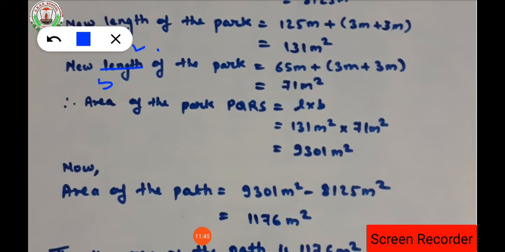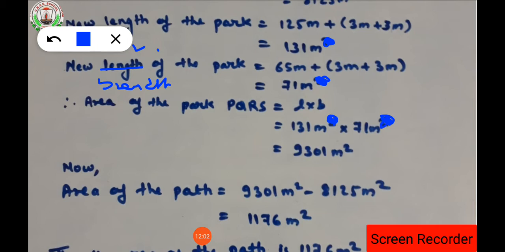So here it will become breadth. So students, please write breadth over here. Here it is only meter, not meter square. Please make the correction. Here also only meter, not meter square. Same thing for here. It is meter only, not meter square.